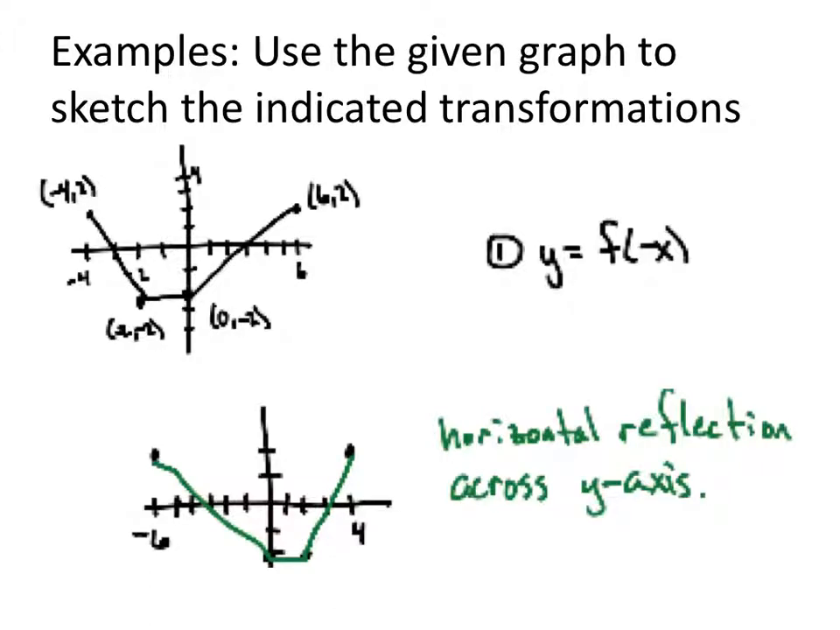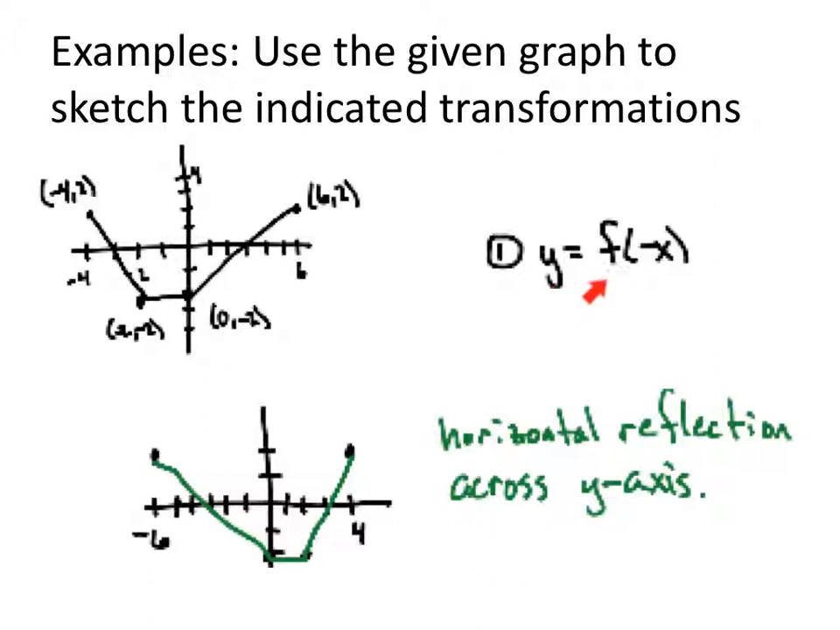Now there's a whole series of examples like this. If you get the point after a while, you just want to fast forward, that's cool. But if we take this given graph, just some random graph, the points -4, 2, -2, -2, 0, -2, and 6, 2, we're going to transform them using some of our transformations that we just talked about.